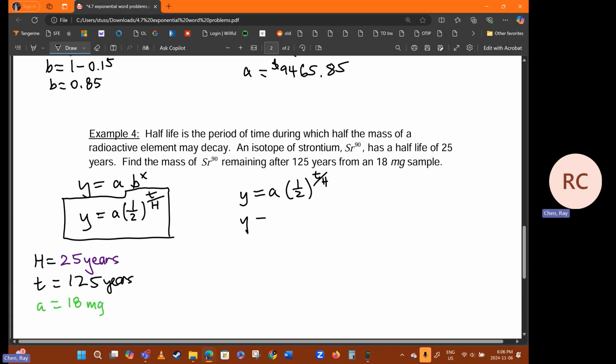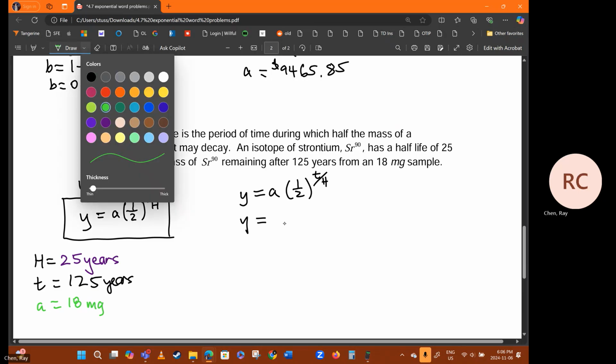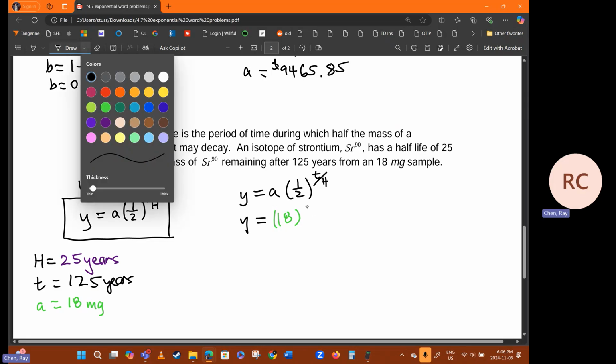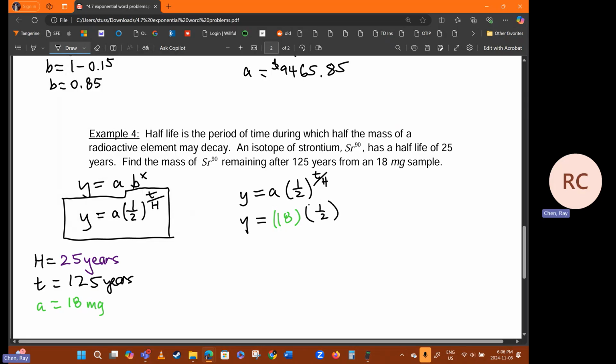We want to find the new amount, which is going to be equal to 18 times the half, which is our base, to the 125 divided by that 25. And just pause the video if you're not too sure how we're subbing in. Notice that exponent represents the time frame. So we have to take that time frame and divide it by the half-life.